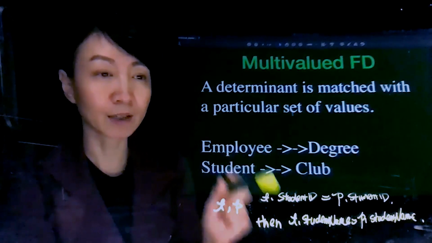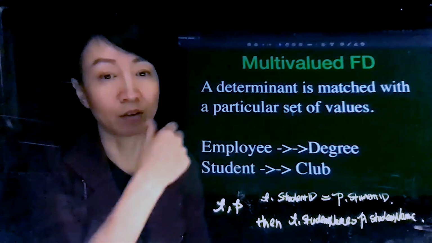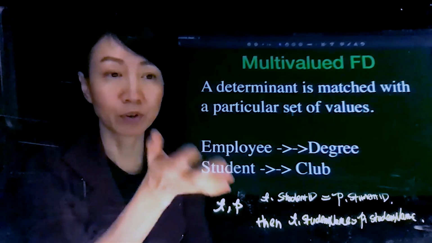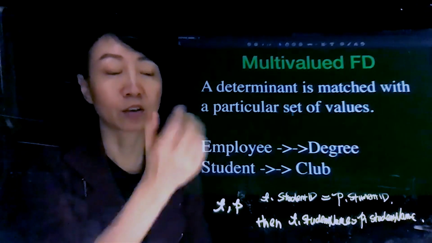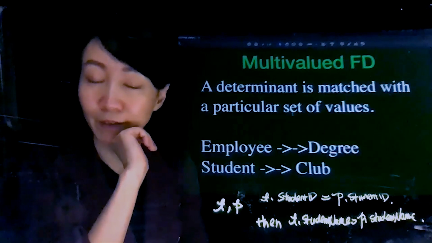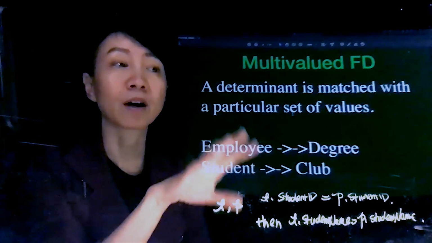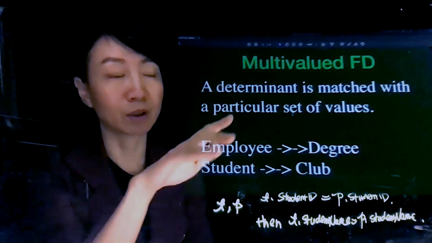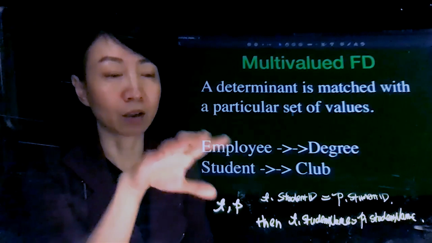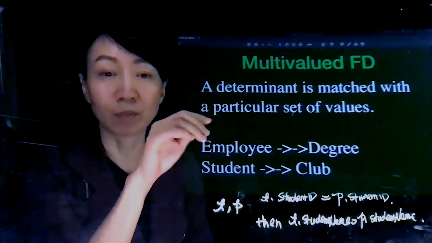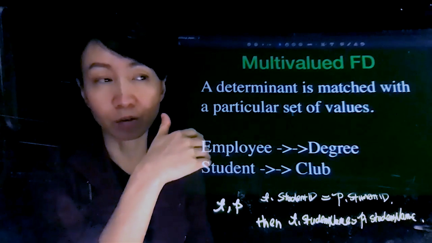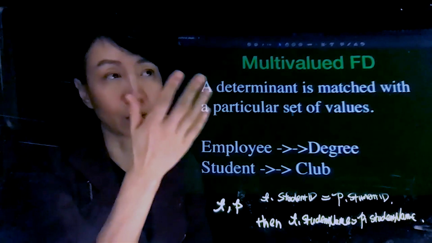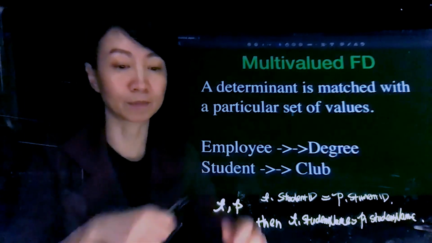Okay. The second, a student can join more than one club. So if two students have the same student ID or some other identification number, then they must have the same value for their club membership. However, because each determinant may have multiple values for the attribute set on the right-hand side, this is a multi-valued functional dependence.